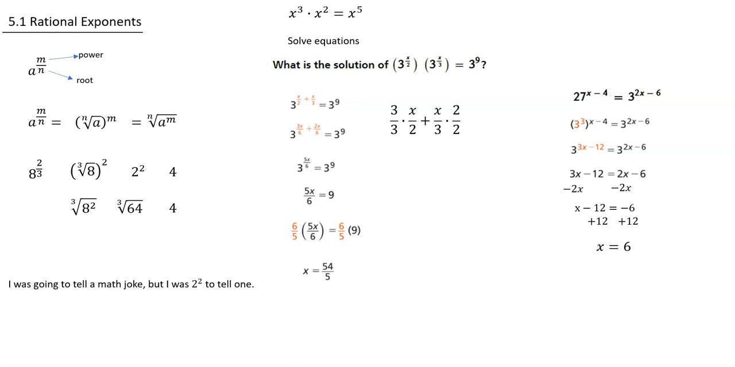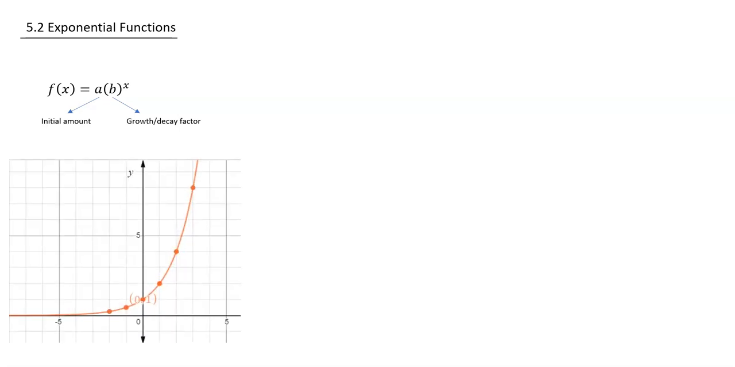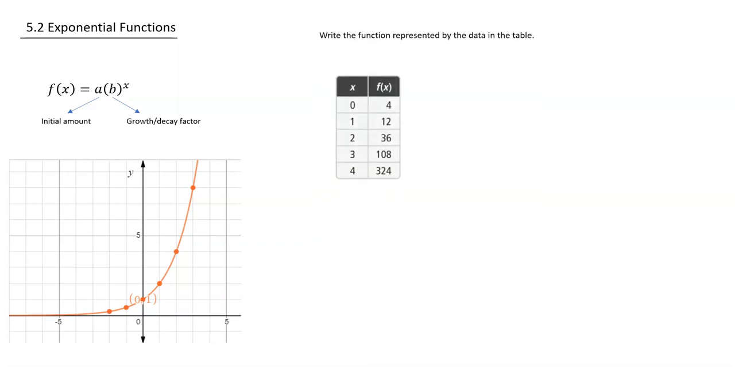And that's 5.1. Now, 5.2 is exponential functions. Exponential functions are in the form f of x equals a times b to the x power. A is the initial amount that we start with when x is 0. B is our growth or decay factor, what we're multiplying by each time. And remember, an exponential function graphs to a curve, and then it has an asymptote, a line that it approaches but never touches.